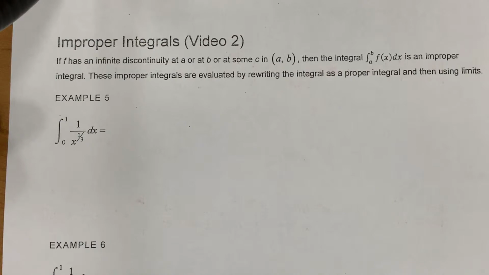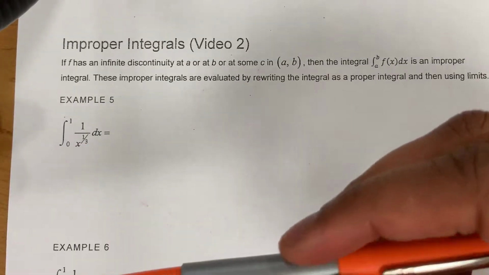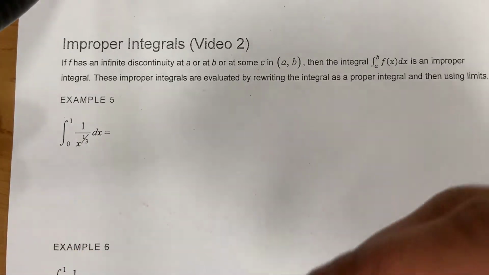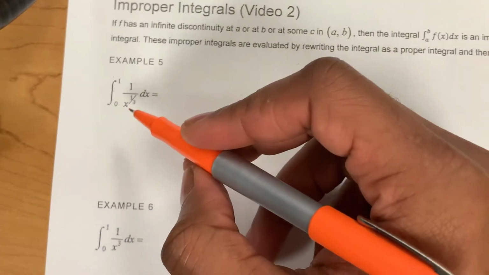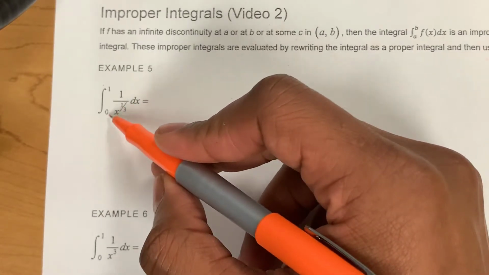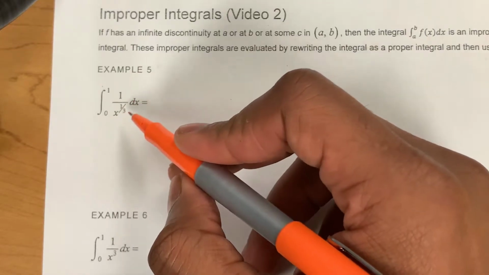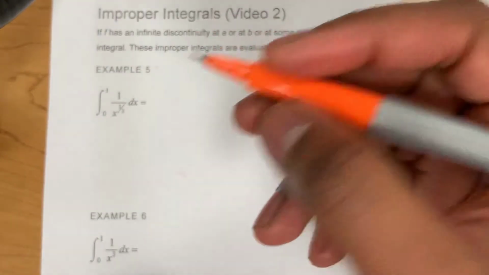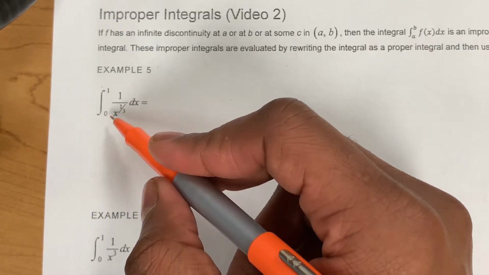So in this video, we're going to cover when we have a discontinuity as one of the limits, or our interval takes us through a point of discontinuity. So for the first example, we have the integral of 1 over x to the 1/3 from 0 to 1. Obviously, if we substitute in 0 for x, we get 1 over 0, which is undefined. So our limit produces a discontinuity.